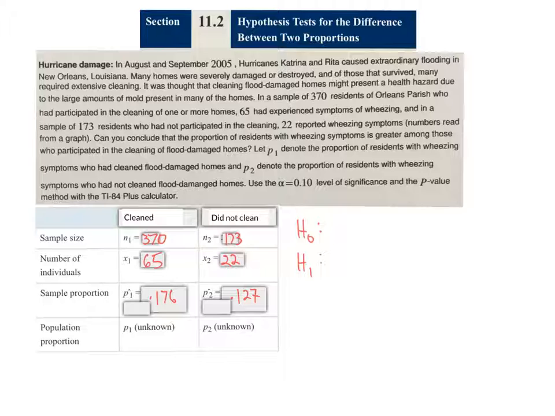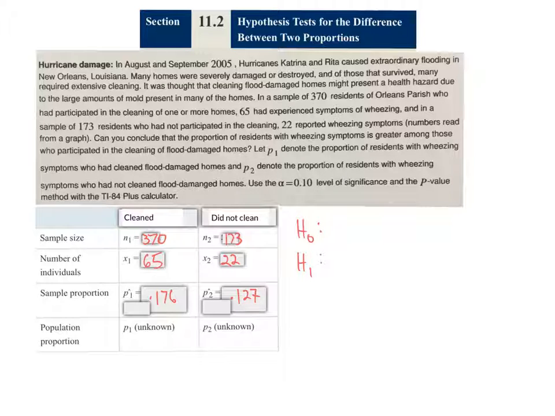So our null hypothesis, and we're always going to go back to our claim. So our claim is, or can you conclude, right? This is what we're trying to conclude. Can you conclude that the proportion of residents with wheezing problems is greater amongst those who participated in the cleaning? So we're saying that this group had a higher percentage, a higher proportion of wheezing problems than this group that did not clean.